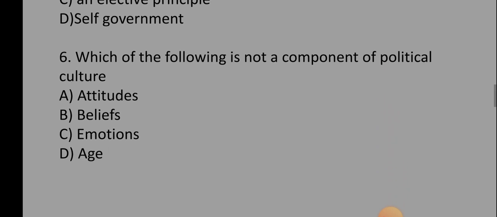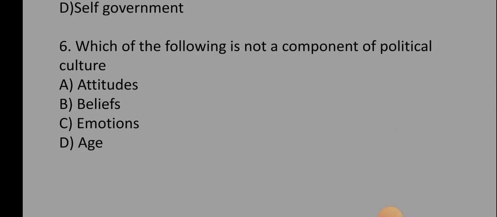Number 6 says, which of the following is not a component of political culture? A. Attitude. B. Beliefs. C. Emotions. D. Age. So the correct option is option D, which is age.